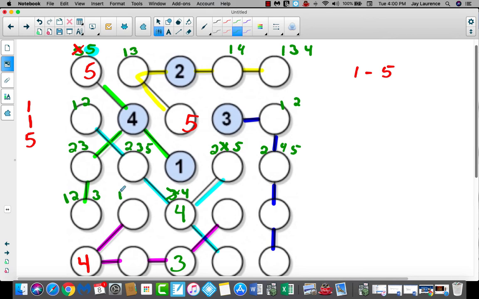Might be a 1, might be a 2, can't be a 3, 4. It certainly could be a 5. Okay. How about this one? Might be a 1, might be a 2, can't be a 3, can't be a 4, can be a 5.